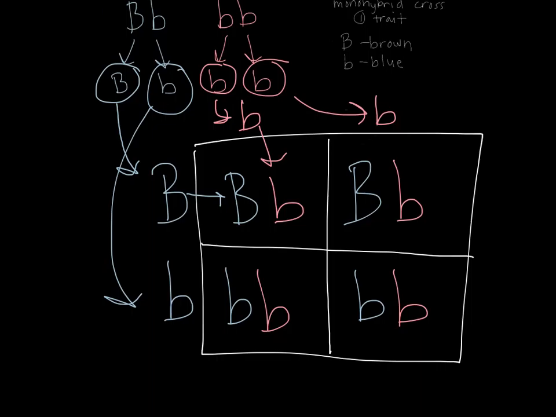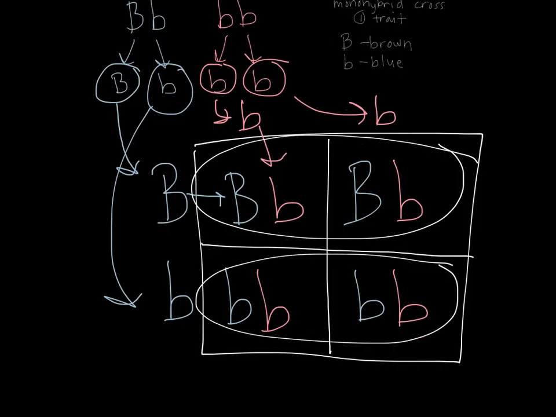Okay, so if we look at the probabilities, there's about a 50-50 shot of having brown eyes or blue eyes in the offspring, because you can see in the top, this will end up in brown eyes, this will end up in blue eyes. So there's a 50% chance the children will have brown eyes, and there's a 50% chance that they will have blue eyes. And we were able to figure this out just by using a Punnett square.